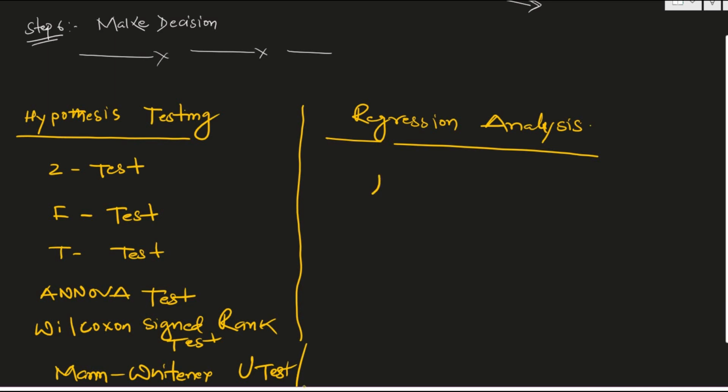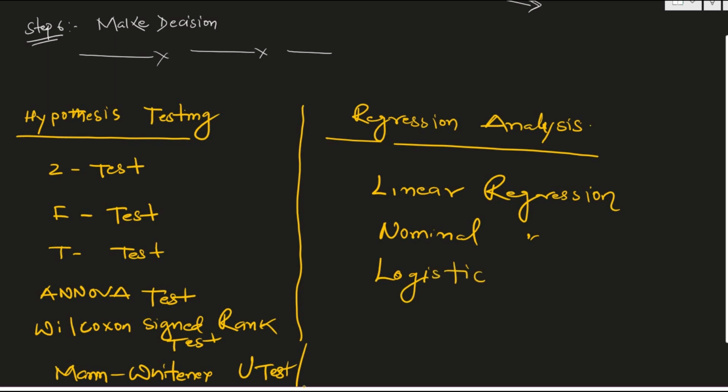Now within regression, we have linear regression, the most common one. We try to find out the best fit line. Then we have nominal regression, we have logistic regression, and then we have ordinal regression.